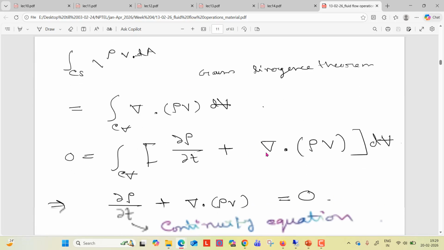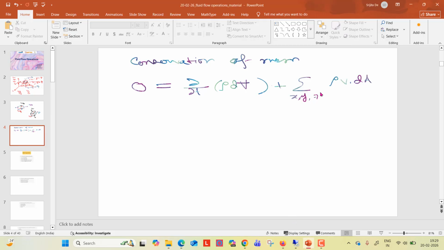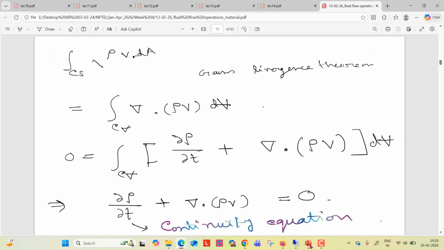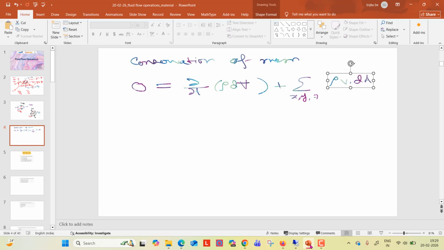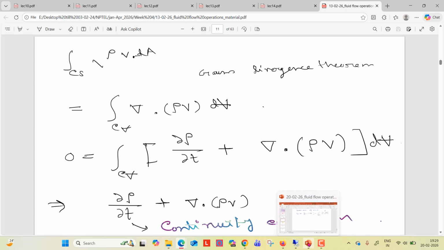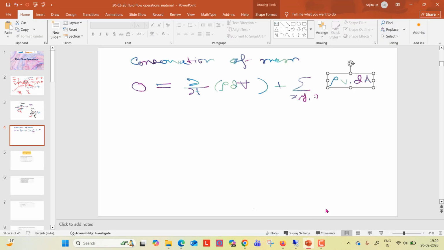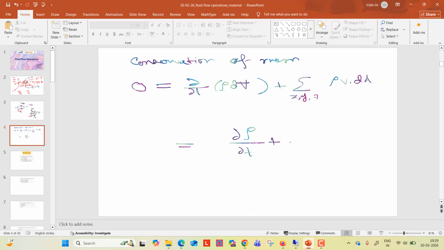So this is your continuity equation. I am still not doing the derivation, if you have seen how this is coming. If you apply the divergence theorem here, it will come as divergence of rho v dV. If you take dV common, it will come as del rho del t plus divergence of rho v. So this is your continuity equation: del rho del T plus divergence of rho V equals 0.